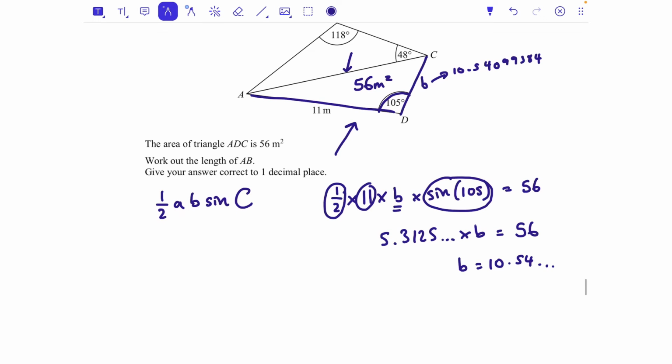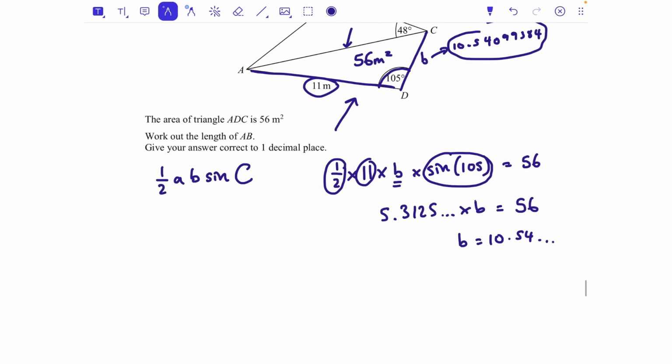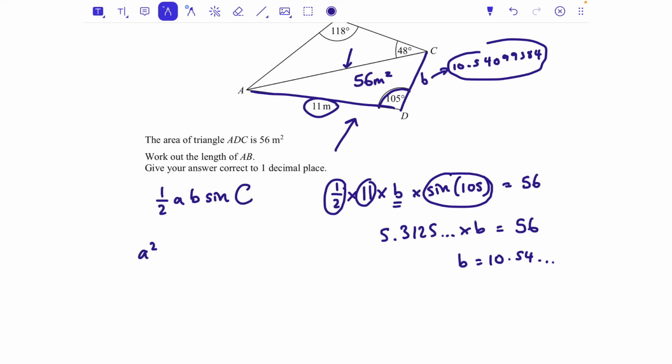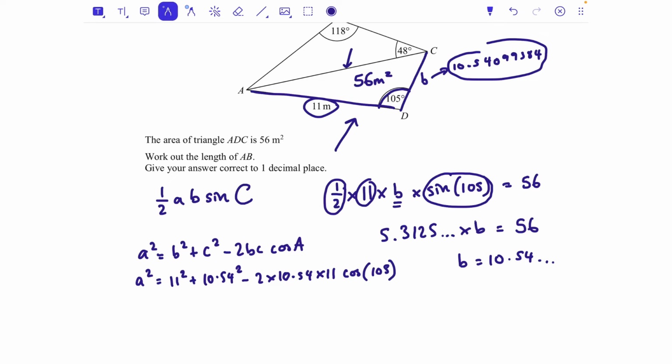Okay, cool. So now I need to get this side because that's going to be helpful, and to do that I need to use the cosine rule. So the cosine rule again takes the 2 sides, the angle in between, and gives you the opposite side. So the cosine rule is a squared equals b squared plus c squared minus 2bc cos A. So I'm moving the letters now because I need b and c to be the 2 sides that I know. So it's going to be a squared equals 11 squared add 10.54 squared minus 2 times 10.54 times 11, cos 105. And then square root that answer.